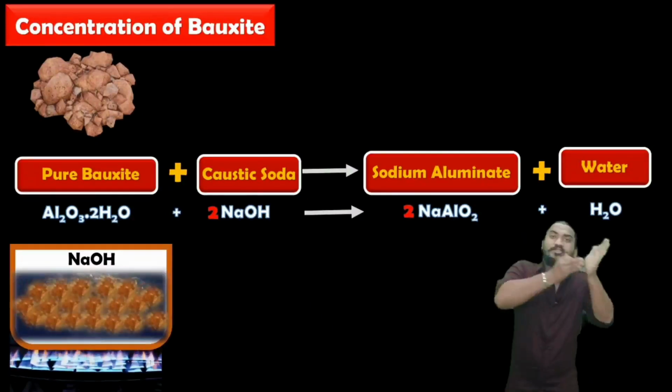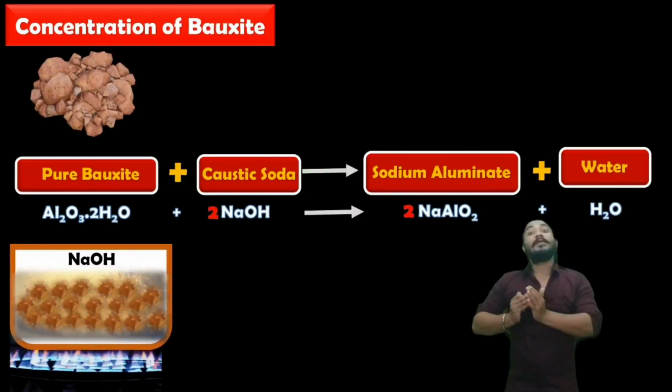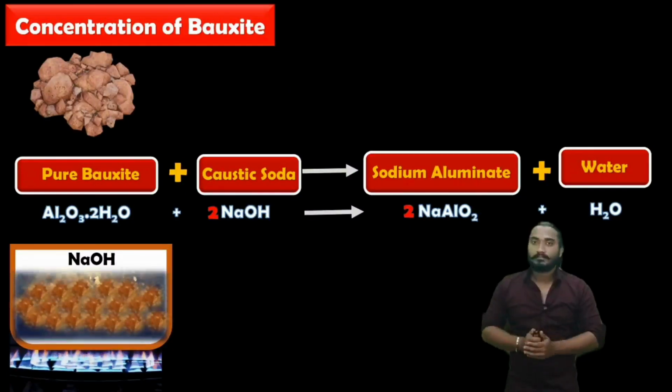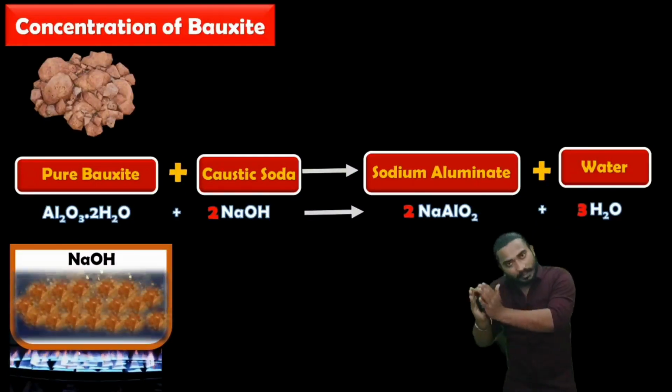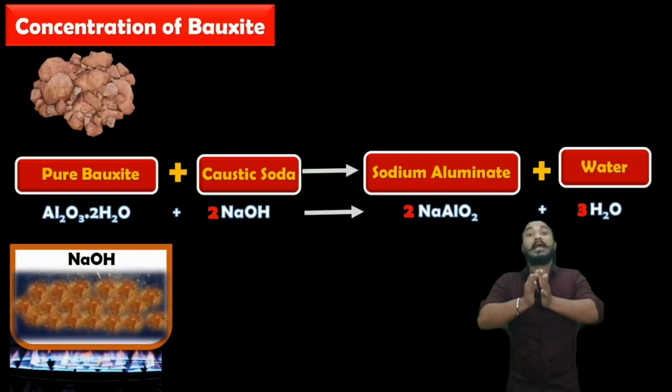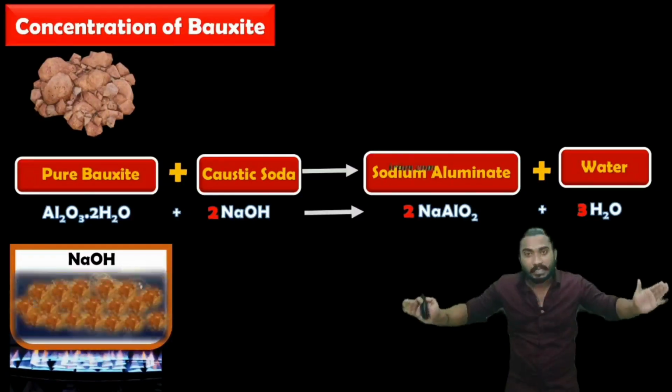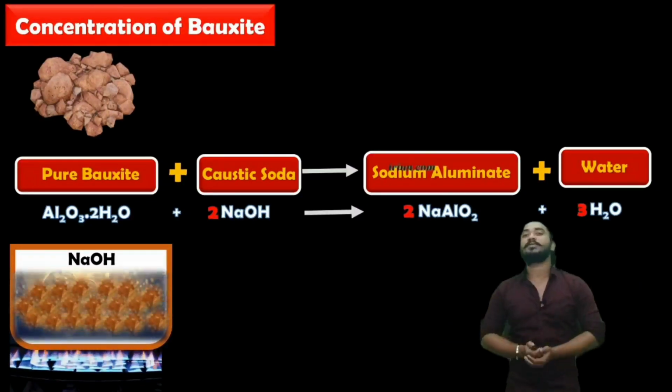If we want to make 2 into 6, what do we have to do? We will multiply by 3. So if I multiply 3 with the water molecule, what happens? The entire equation is now a balanced equation.